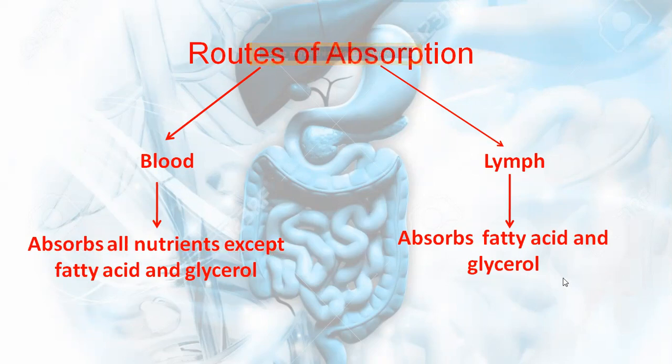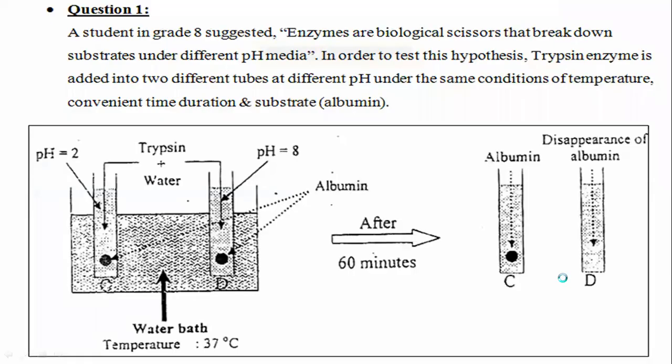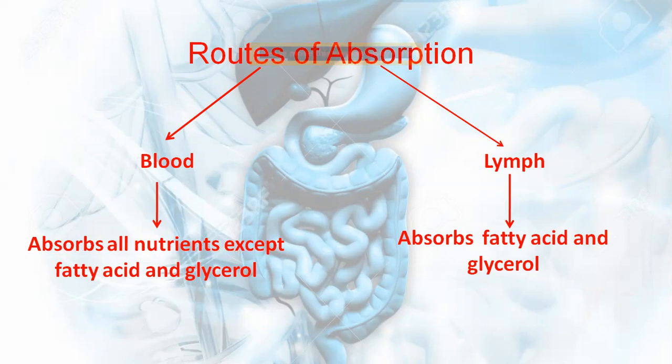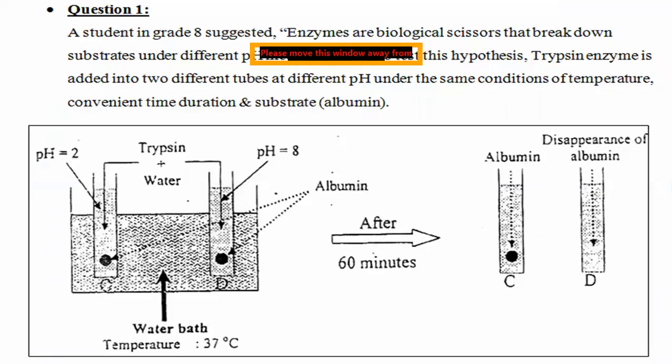Moving now to the worksheet. Before I talk about the worksheet, we will finish everything related to digestion. The digestion chapter is almost done. So here I'm going to move to the first question. We're going to solve question number 1 in the worksheet. And the second question is very easy.